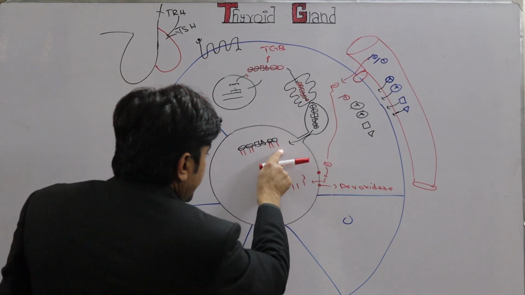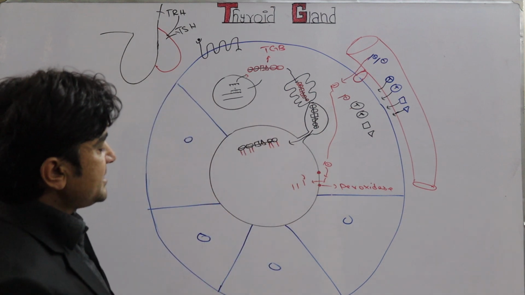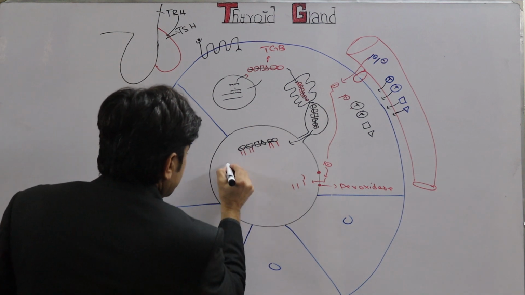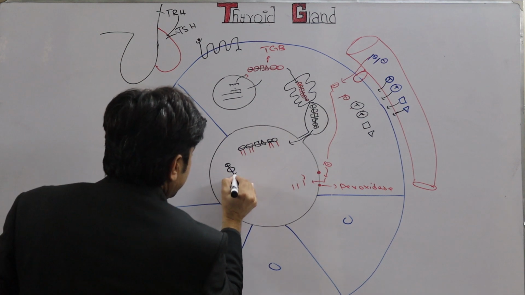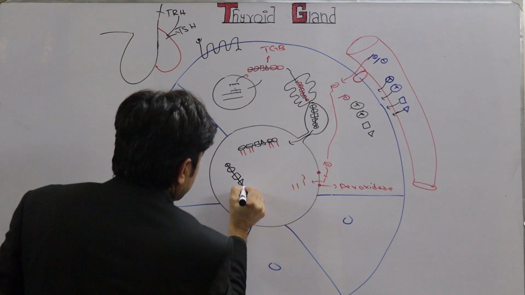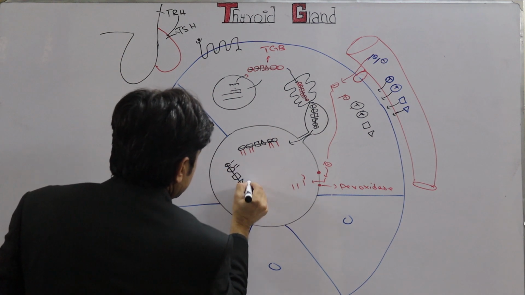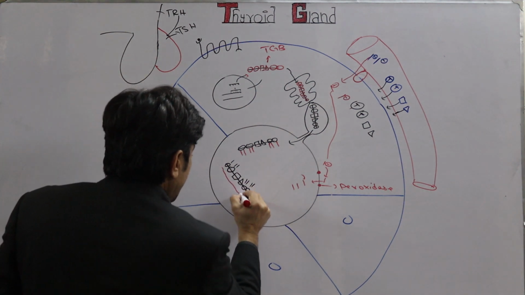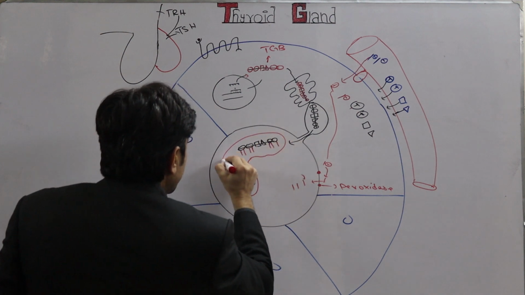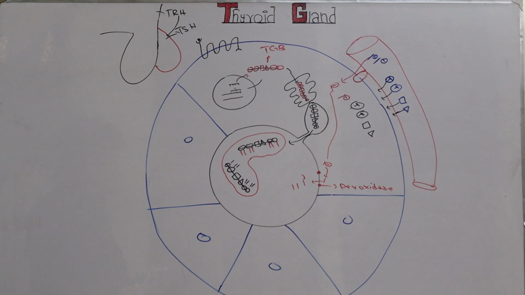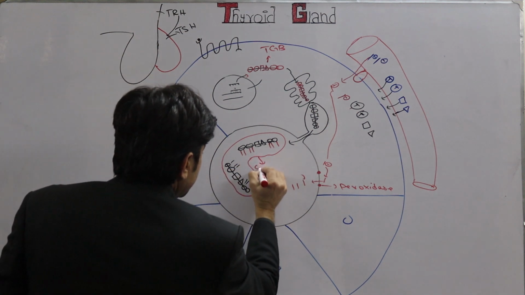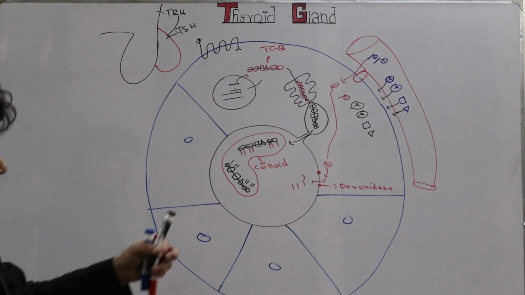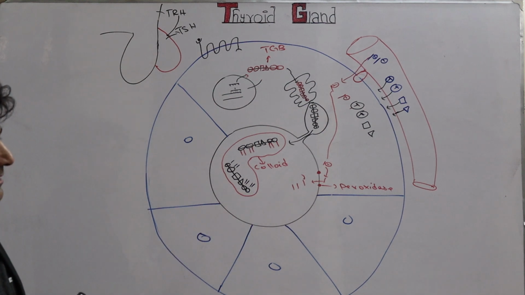So now iodine atoms are attached with thyroglobulin. This is now called iodinated thyroglobulin. In the same way, many other thyroglobulins are iodinated. Collectively, all these iodinated thyroglobulin which are present inside the lumen of the follicle are called colloid. So this is the colloid. What is colloid? The iodinated thyroglobulin protein present inside thyroid follicle is called colloid.